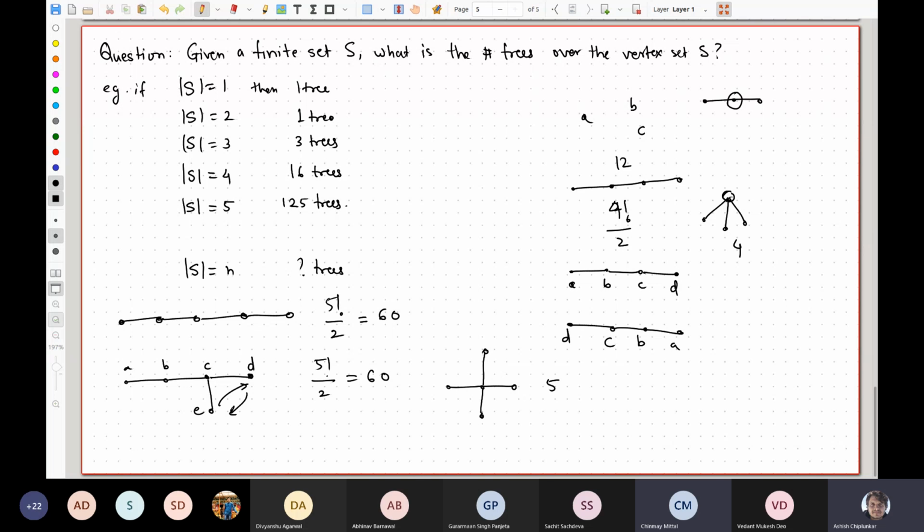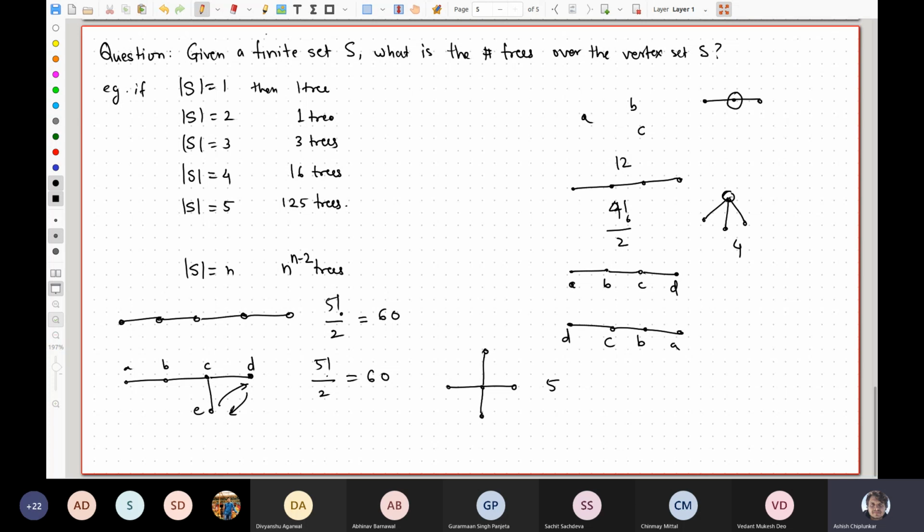N to the power n minus 2. Chinmay is saying n to the power n minus 2. Okay, is this a conjecture or did you know this result already? I was looking at the pattern, like all of them are squares or cubes. So which means it's a conjecture.